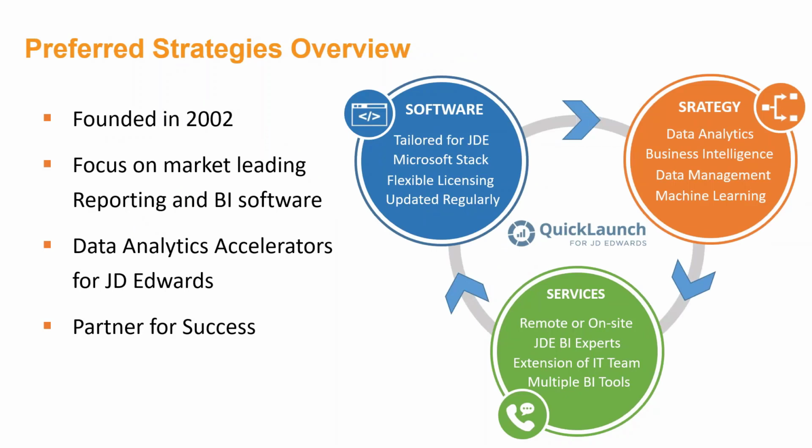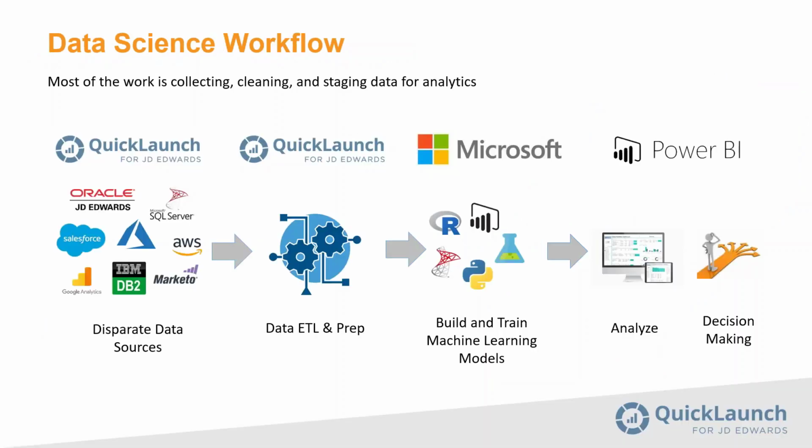Preferred Strategies was established in 2002, focusing on bridging the gap between JD Edwards and the market-leading reporting and BI software systems. We built the QuickLaunch solution with three main components. We have software tailored for JDE that sits on the Microsoft BI stack, and we leverage the best practices and strategies around data analytics and BI. And finally, we offer professional services to really help maximize the success and drive the adoption of data analytics within your company.